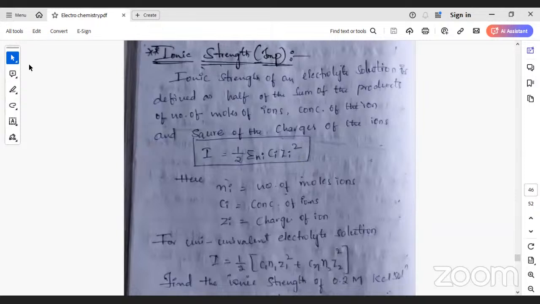Is it visible? Sir, yes. Is the ionic strength visible? Sir, yes, yes. Yes, tell me.